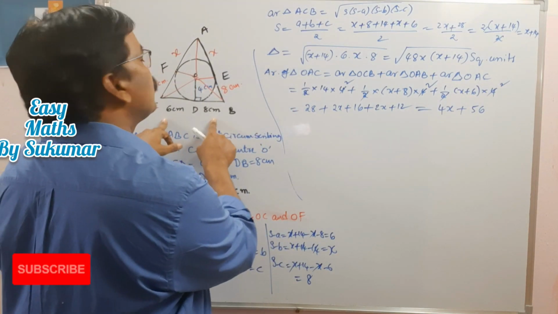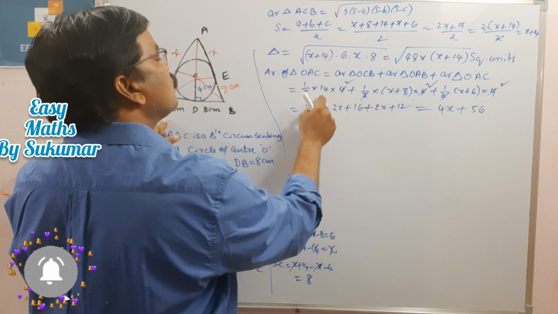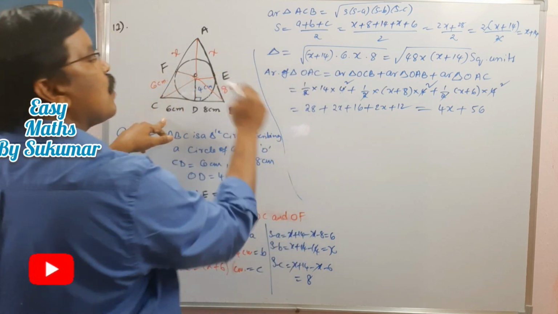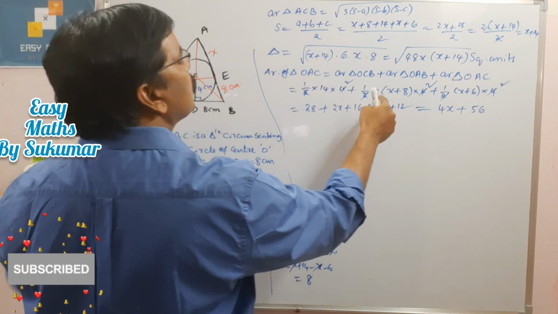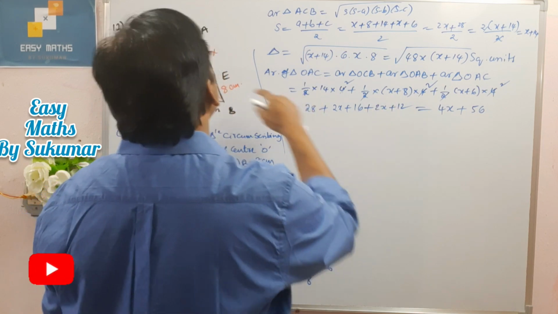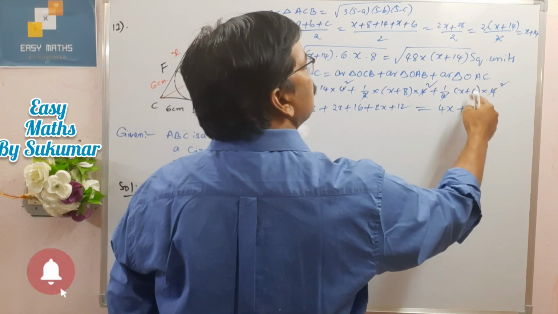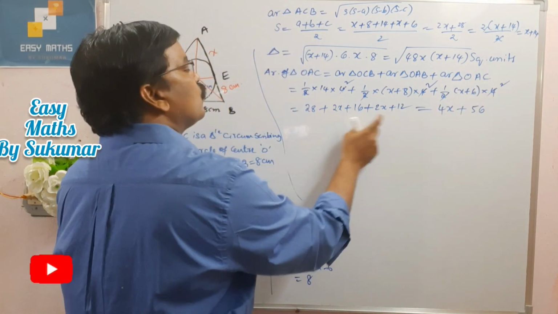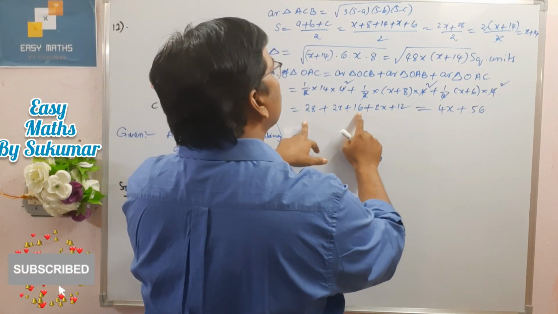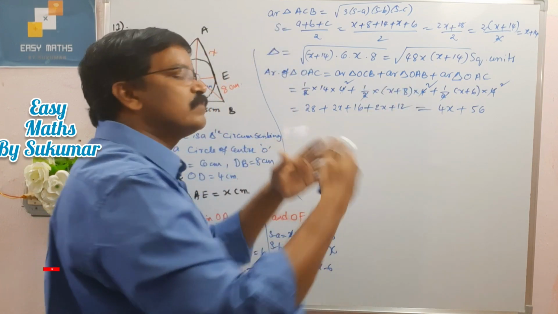Base is 6 plus 8, 14, times 4, 2 times 4, 2 in 4 2 times, 14 2s are 28, plus half of x plus 8 times 4, that means 2 in 4 2 times, 2x plus 2 8s are 16. Similarly, half of x plus 6 into 4, 2 times, 2x plus 12, that means 4x plus 16 plus 12, 28, plus 28 is 56.